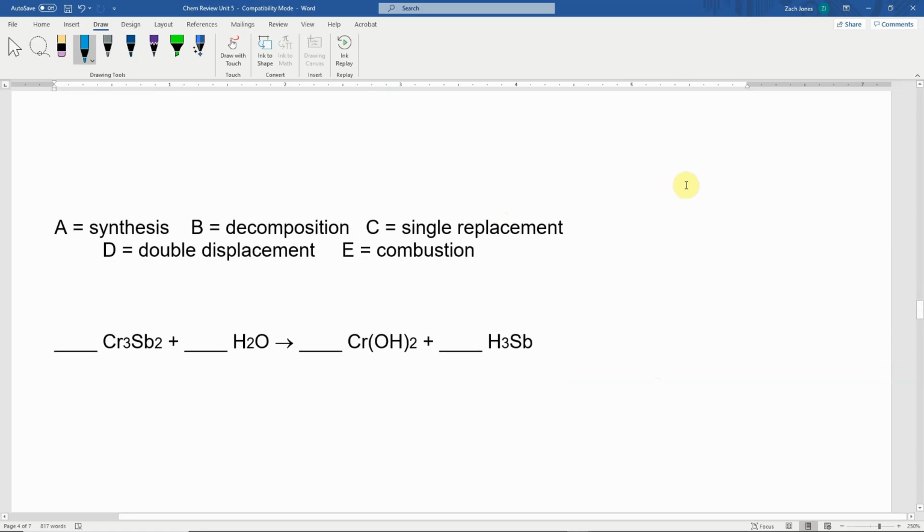What about this one? This one's a little bit tricky. It's definitely not combustion. It's not synthesis, right? You don't have two things coming together. I think it's a displacement reaction. It's just subtle and weird. You see the Cr seems to be picking up an OH in here, and then H is going with Sb. I think it's double displacement. So D is the correct answer.